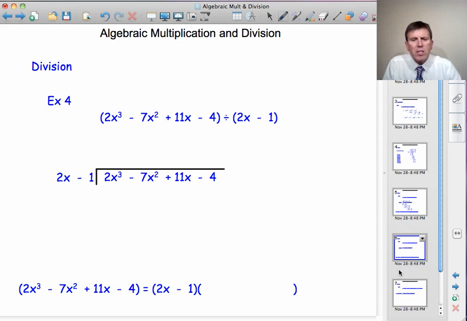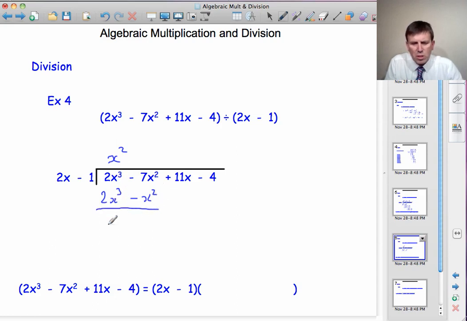2x cubed minus 7x squared plus 11x minus 4 divided by 2x minus 1. Same again then, what do we multiply 2x by to get 2x cubed? Answer, x squared. So x squared times 2x is 2x cubed, that's why we're doing it. X squared times minus 1 is minus x squared. So you can see I've introduced negatives this time.